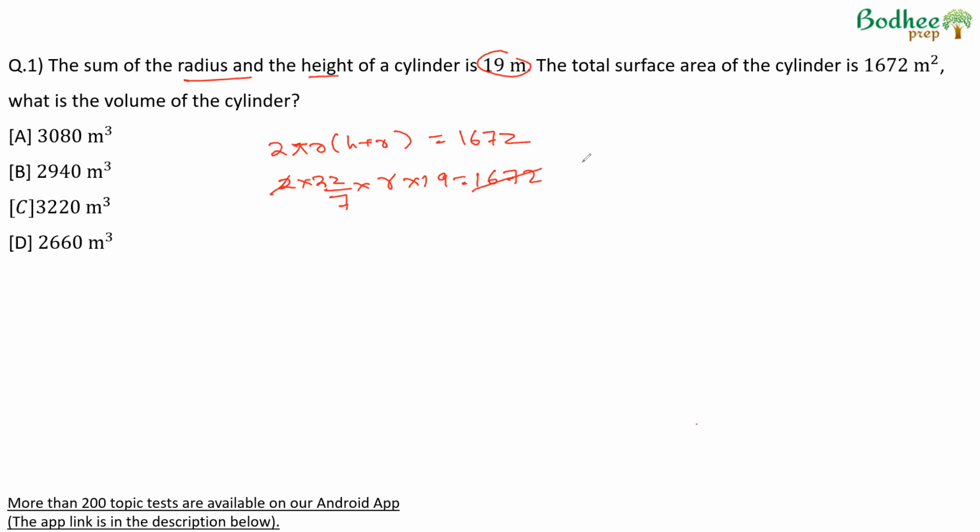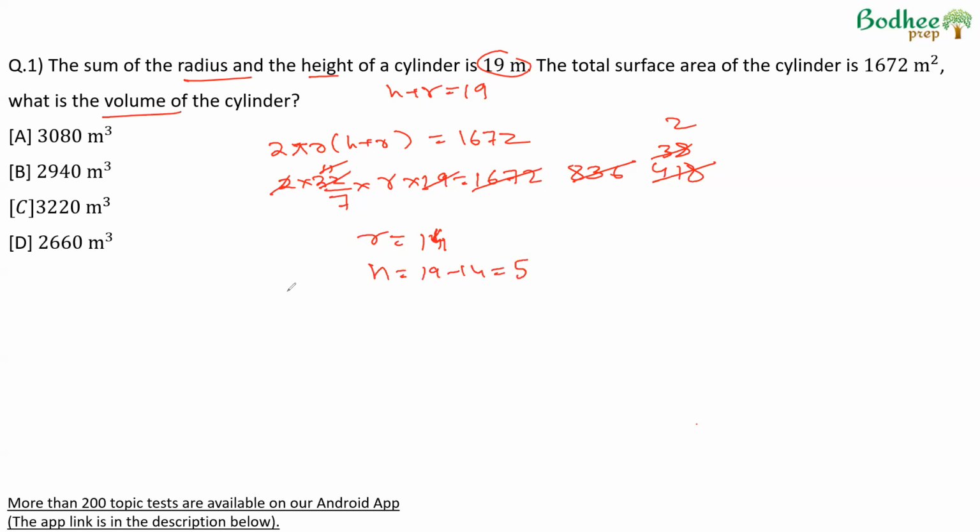2 will cancel out. 8, 4, 3, 6. Again, cancel by 2, 11, 4, 1, 8, divide by 11, 38, divide by 19, 2. So r becomes 7 into 2, 14. Since r is 14 and we know that the sum of height and radius is 19, h will be 19 minus 14, which is 5.